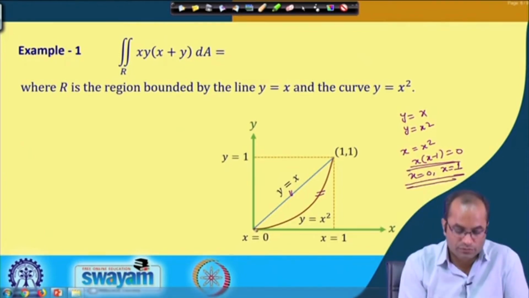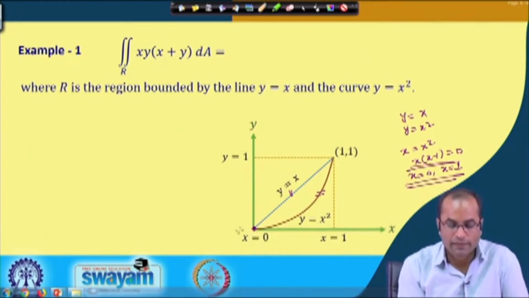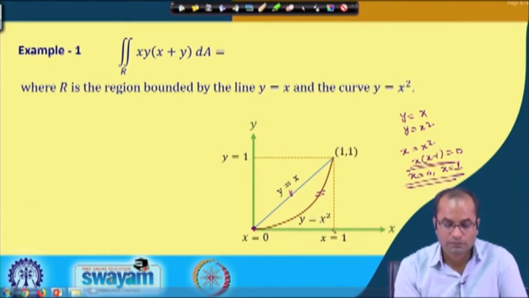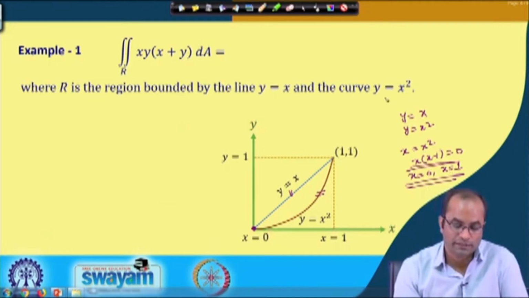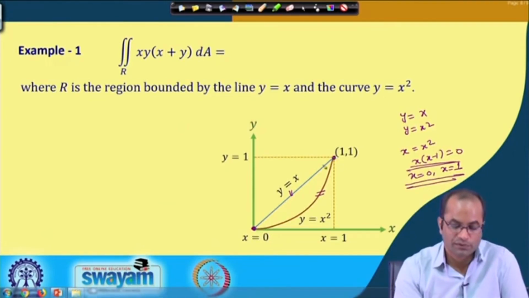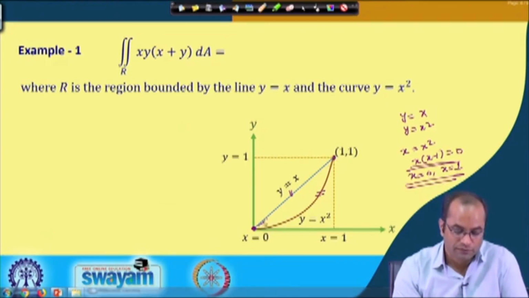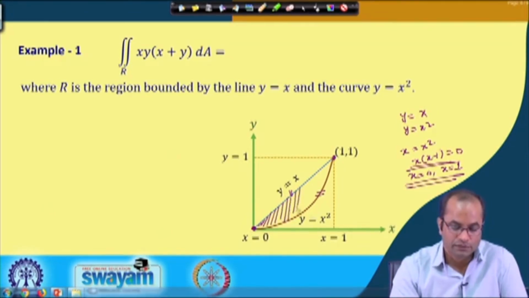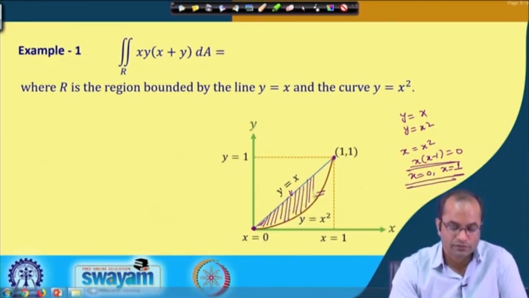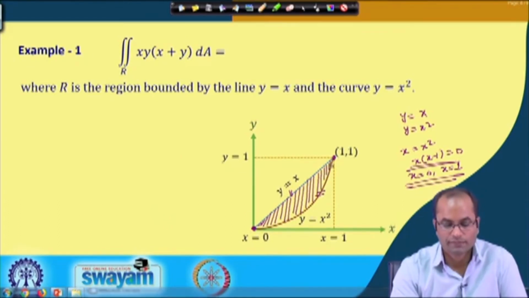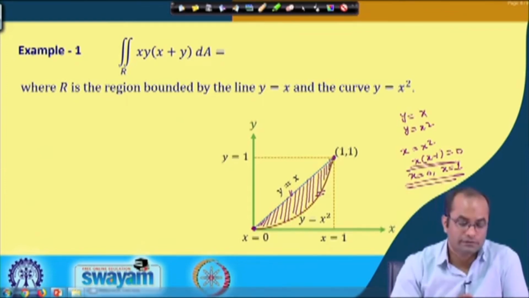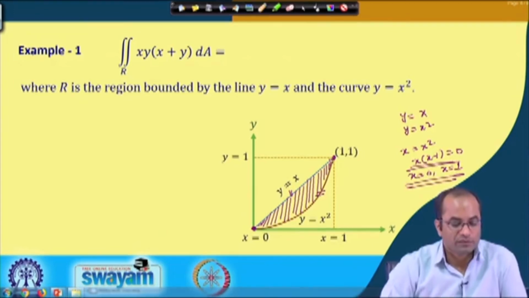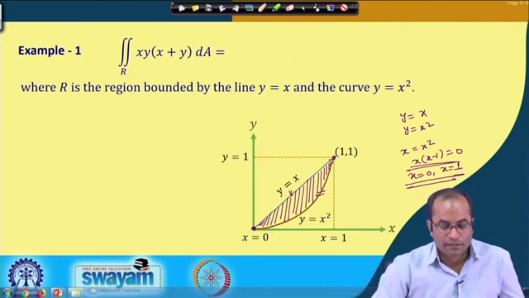So, at x is equal to 0 we have y also 0 naturally. So, this is the point of intersection, and the other one is when x is equal to 1. So, y is also 1. So, this is the other point. This is the area which we call the area of integration. Over this region, the region of integration, we will now integrate the given function, x y multiplied by x plus y, and dA.